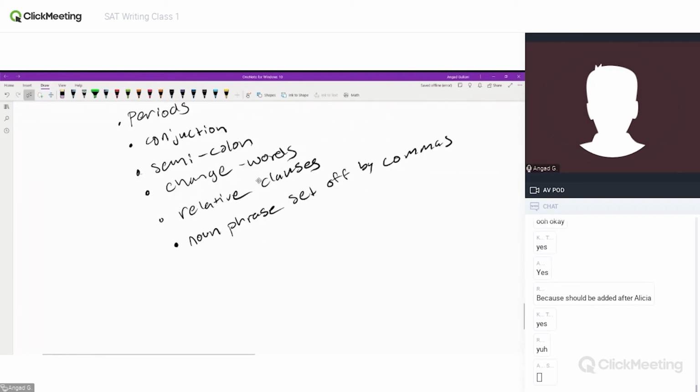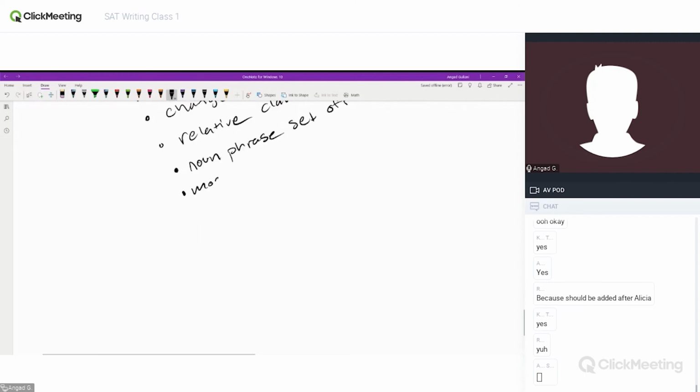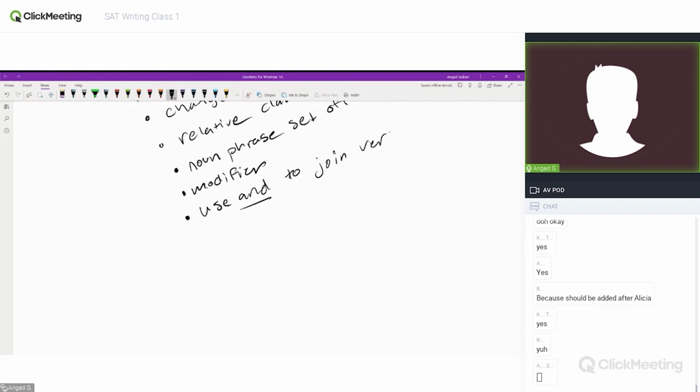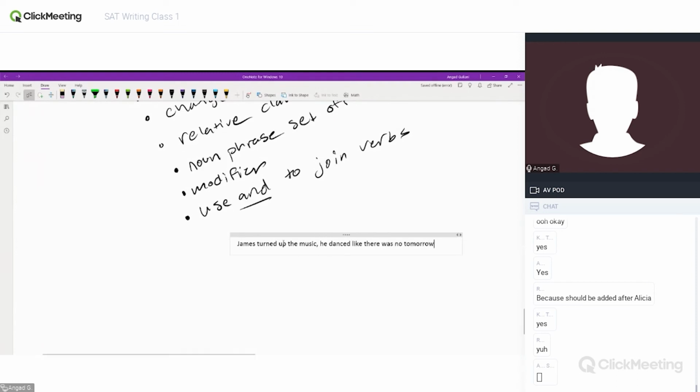All right. There's a few more ways. I'm just gonna list them out. We could use a modifier. Well, we just learned about that, and we can use "and" to join verbs, right? So let's say we have this sentence. James turned up the music, he danced like there was no tomorrow. Okay. You see this sentence, how, again, we're using a comma, but these are two complete sentences. So this is a run-on. How can we change it by using "and" to join verbs, right? We can just plug in here. James turned up the music and he danced like there was no tomorrow. And there you go. It's not a run-on anymore. Right? Do you guys get that?